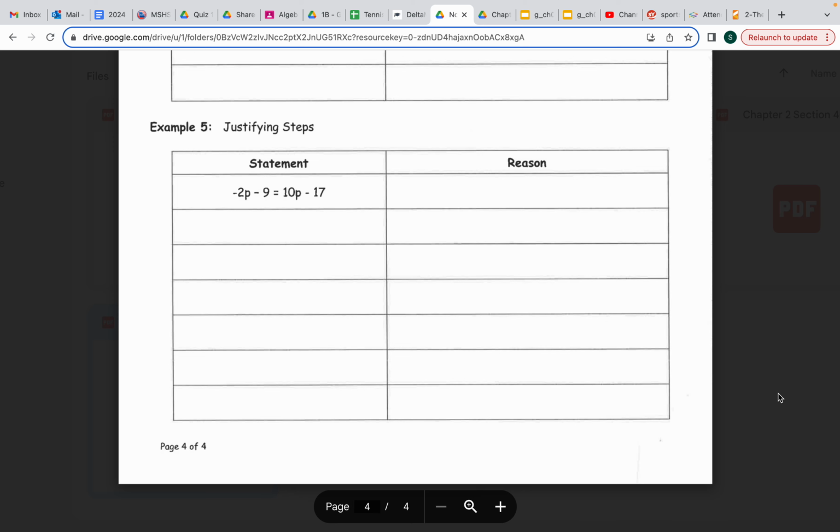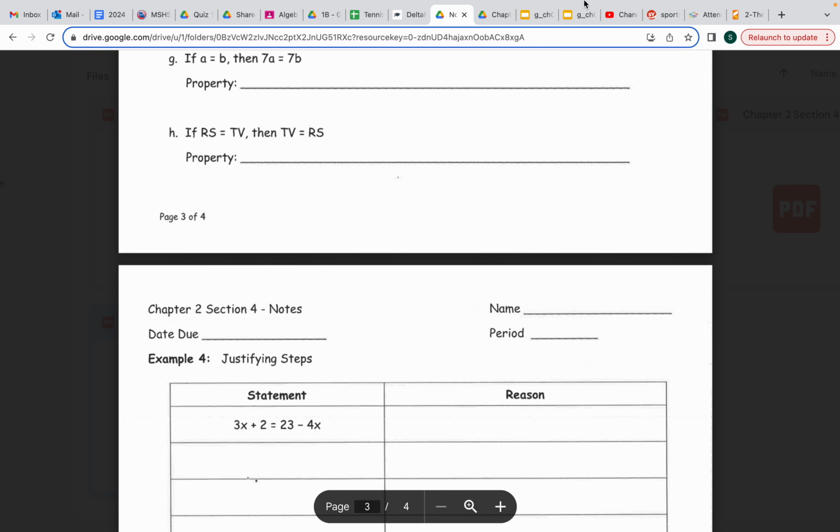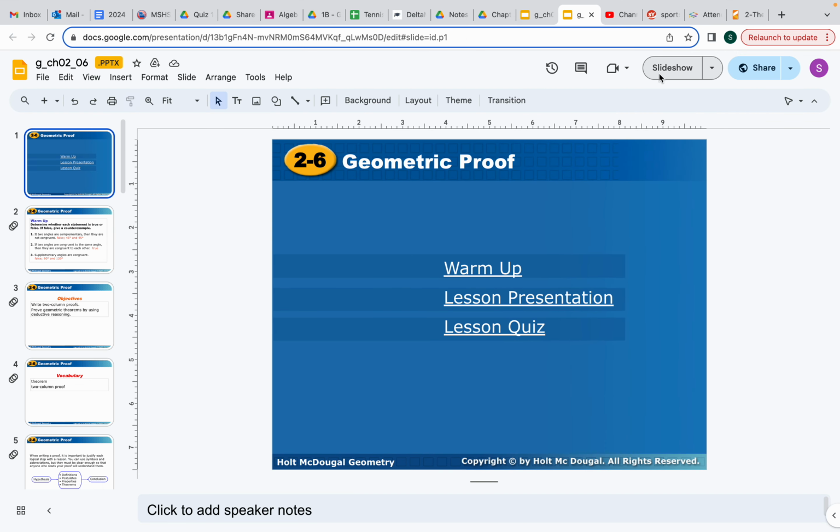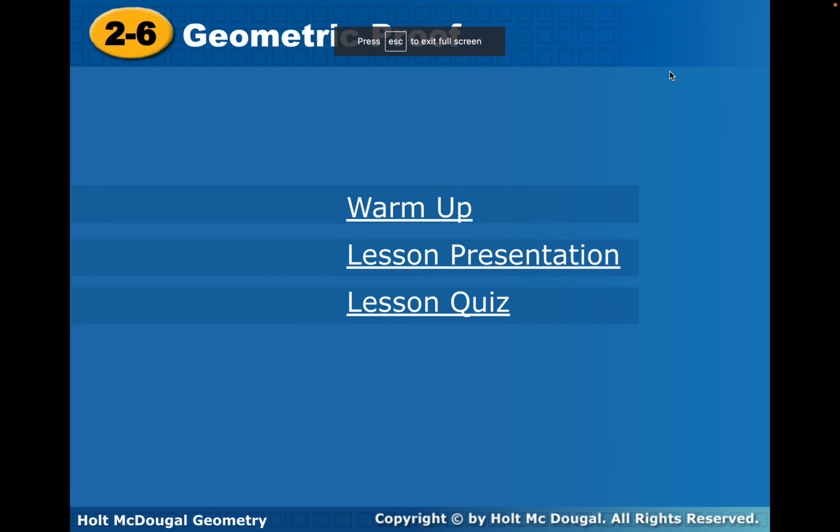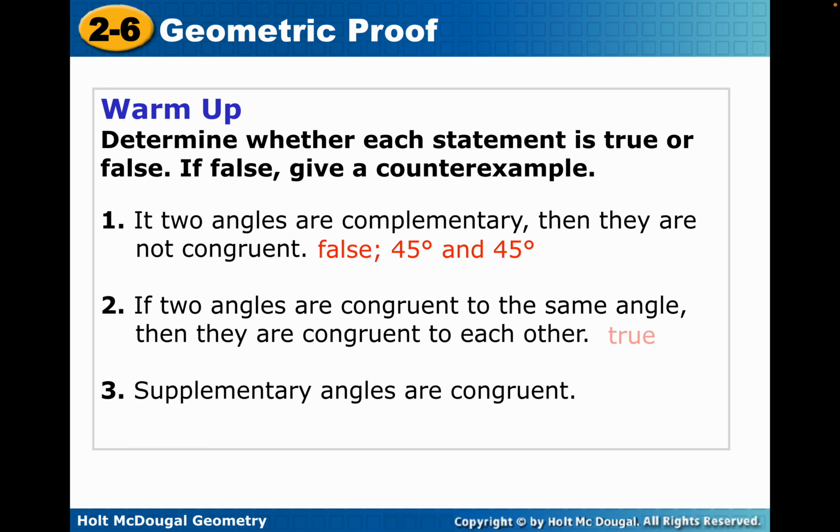So now we're going to go more into the geometric and work with angles. So let's go ahead and look at these slides. Okay, so we're going to have geometric proofs. All right, and that's what today's section is going to be about.